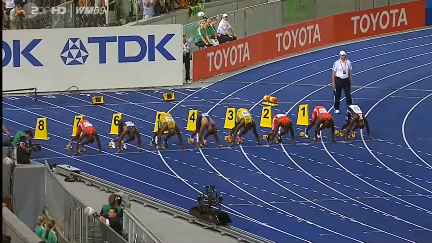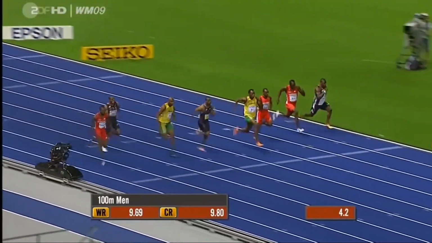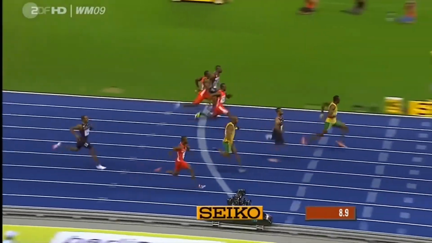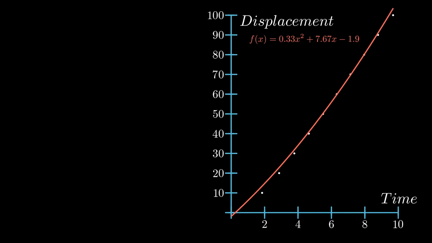If I were to watch Usain sprint and take note of his displacement every 10 meters in the race and record these coordinates on a displacement time graph, I would get the following results. If we draw a line of best fit through these points, we get the function y equals 0.33x squared plus 7.67x minus 1.9. Please note that this is not the optimal line of best fit, but it helps make the numbers work for the purposes of this illustration.